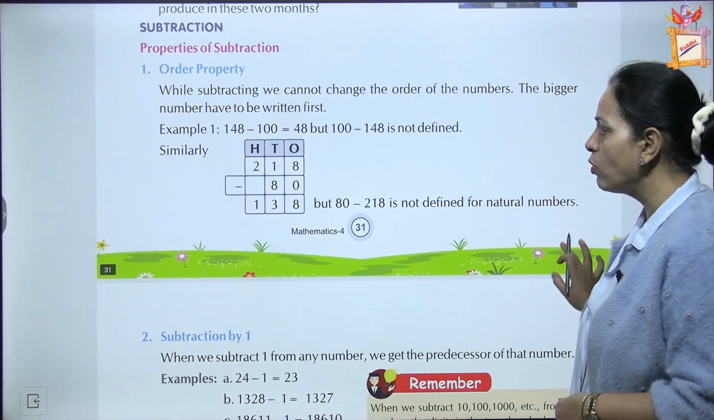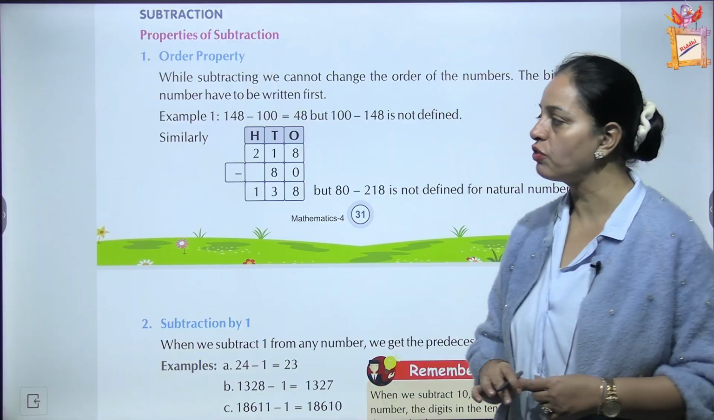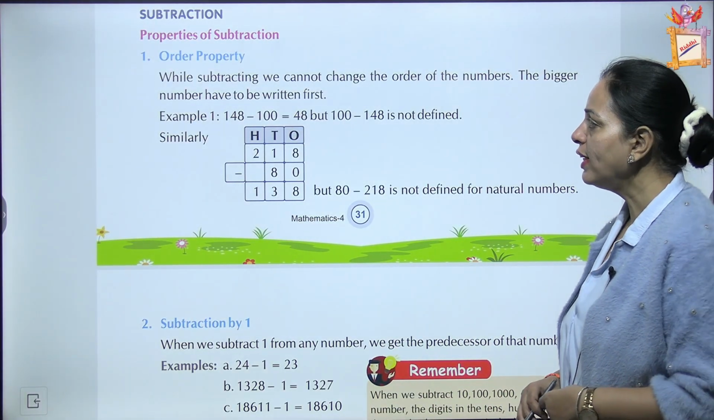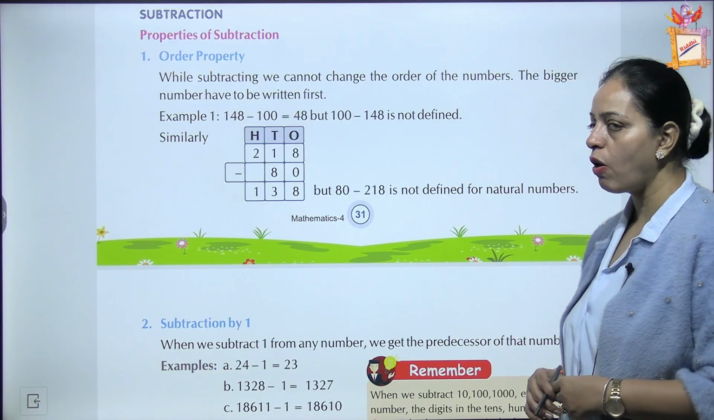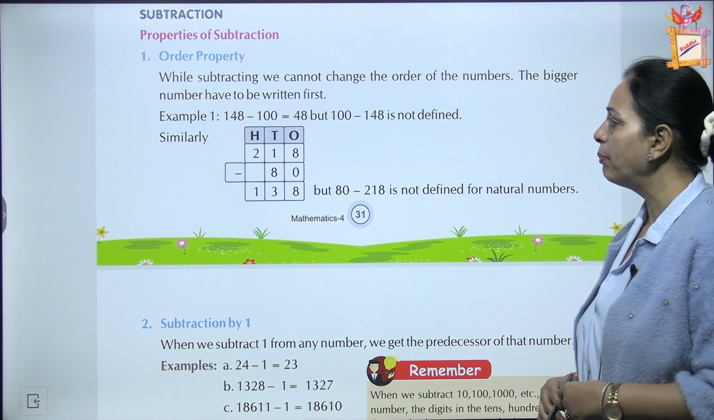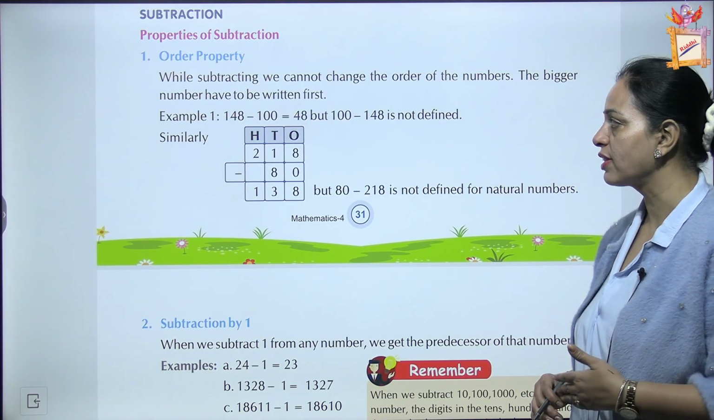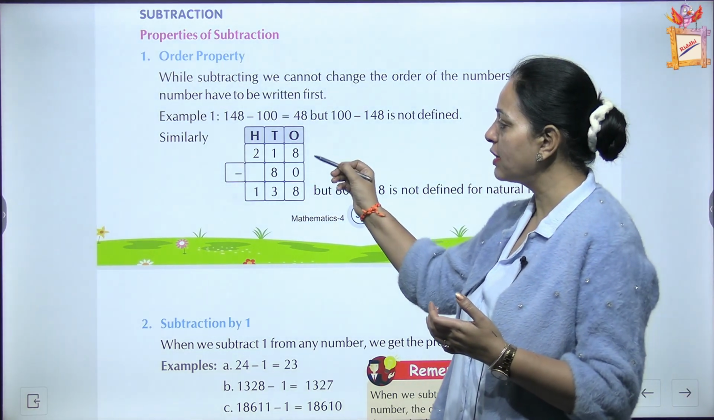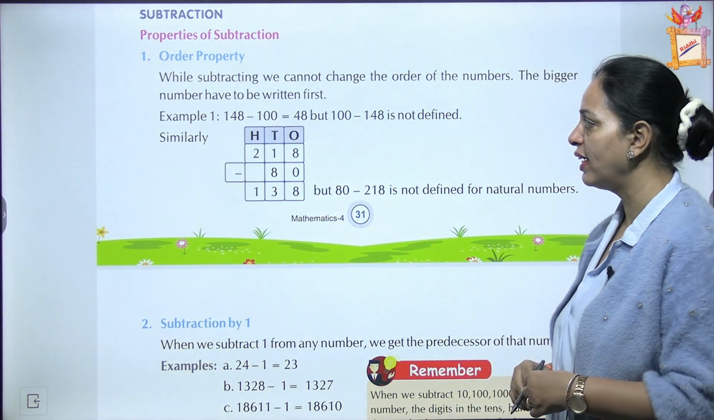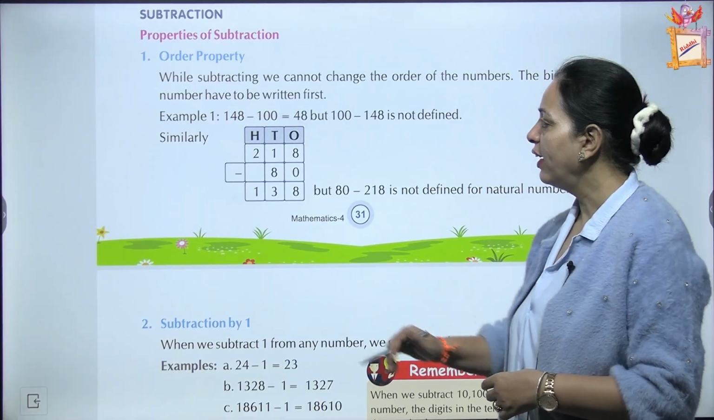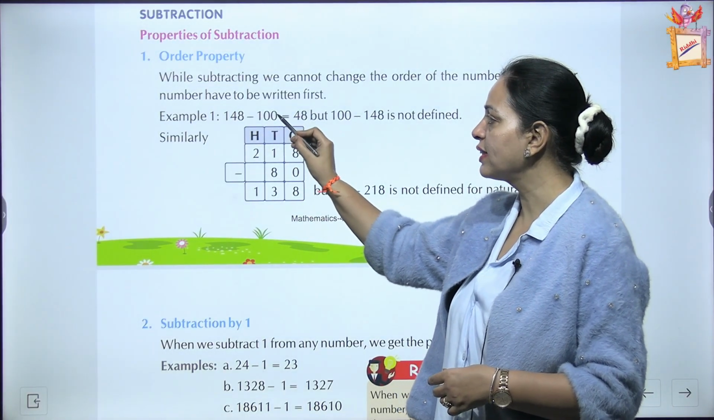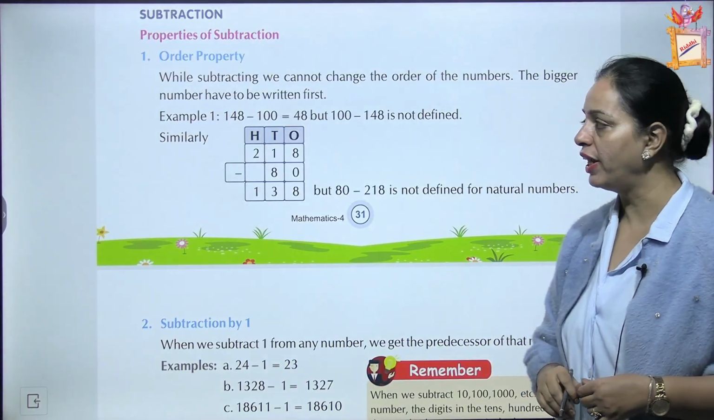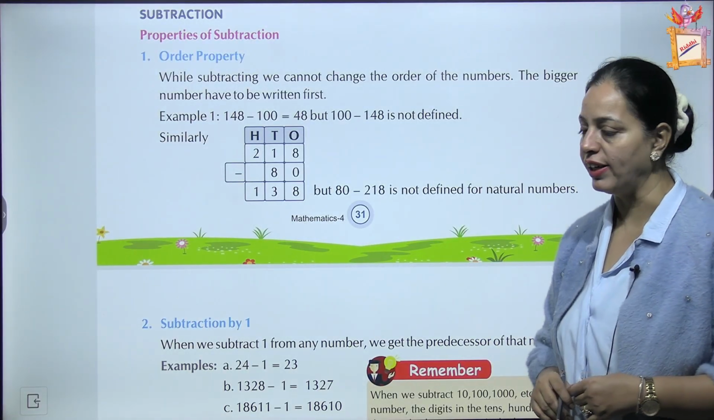Now we are talking about subtraction, properties of subtraction. The first one, order property. While subtracting we cannot change the order of the numbers. The bigger number has to be written first. हम कभी भी order change नहीं कर सकते, हमेशा बड़े नंबर में से हम छोटे नंबर को माइनस करेंगे, right? Like here 148 minus 100 is 48, but 100 minus 148 is not defined.